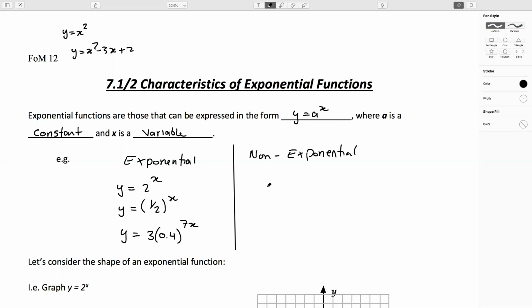Something that's not exponential, y equals x squared. This time your variable is the base and your constant is in an exponent. So that's a polynomial. You can also have something like y equals x to the x, which is also not exponential. And I actually don't remember what this type of function would be called, but it's definitely going to look different in shape.